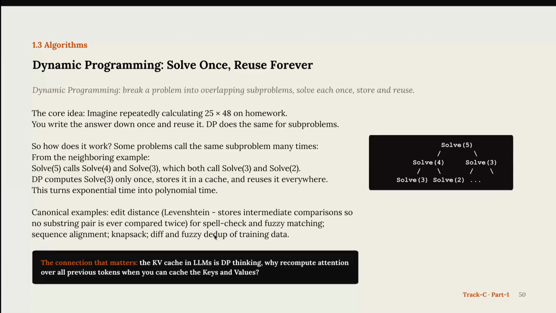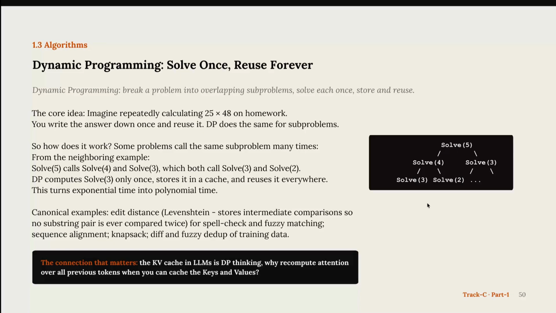And how is this used in AI today? We use it for edit distance or Levenshtein distance calculations. It stores the intermediate comparisons, so no substring pair is ever compared twice. For spell check we use it, for fuzzy matching we use it, for sequence alignment we use it, and for fuzzy deduplication of training data. For all this we use this.